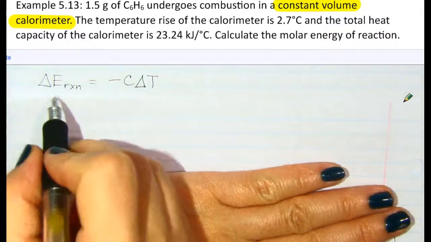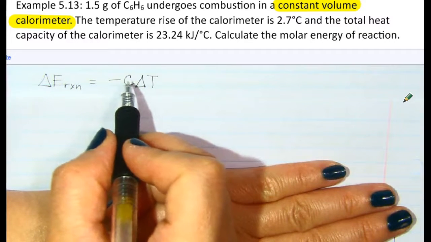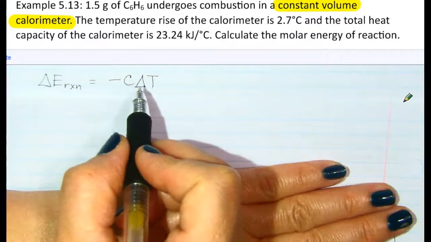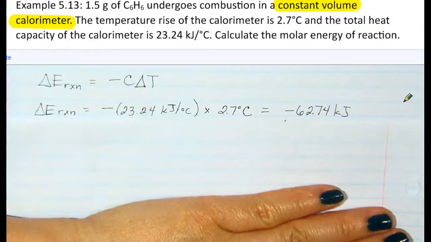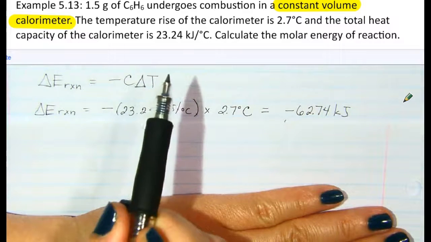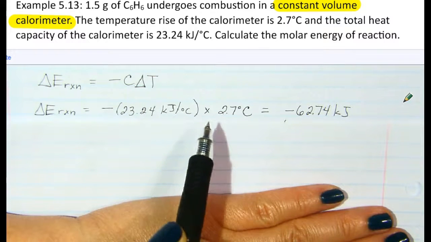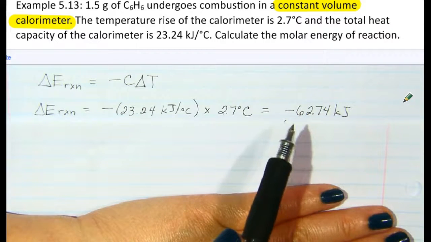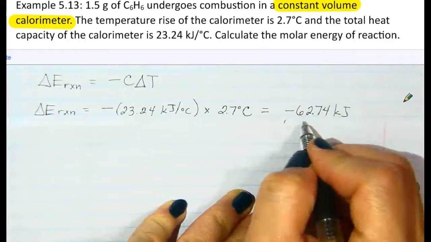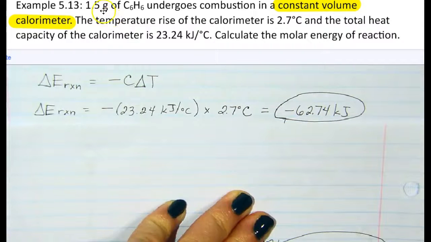All right, here's the equation that we came up with: the energy of the reaction is equal to the negative of the heat capacity of the calorimeter times the change in temperature of the calorimeter. When we plug in these numbers, there's the heat capacity of the calorimeter, 23.24 kilojoules per Celsius, times the temperature rise of 2.7 degrees, and that gets us this amount of energy. Keep in mind that this amount of energy is based on 1.5 grams of reactant.